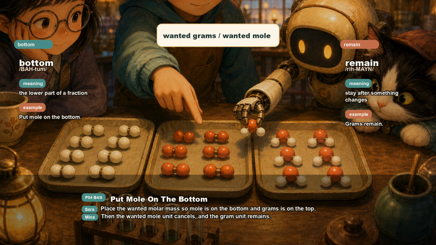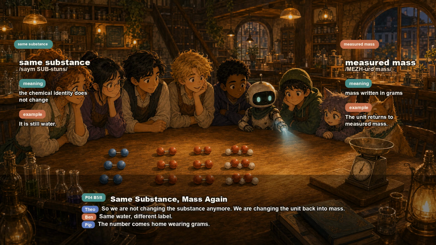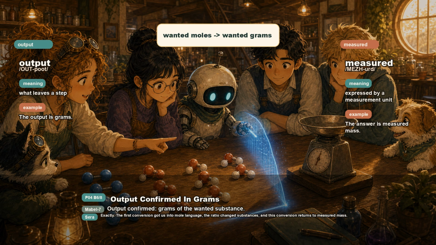Place the wanted molar mass so mole is on the bottom and grams is on the top. Then the wanted mole unit cancels, and the gram unit remains. So we are not changing the substance anymore, we are changing the unit back into mass. Same water, different label. The number comes home wearing grams. Output confirmed, grams of the wanted substance.